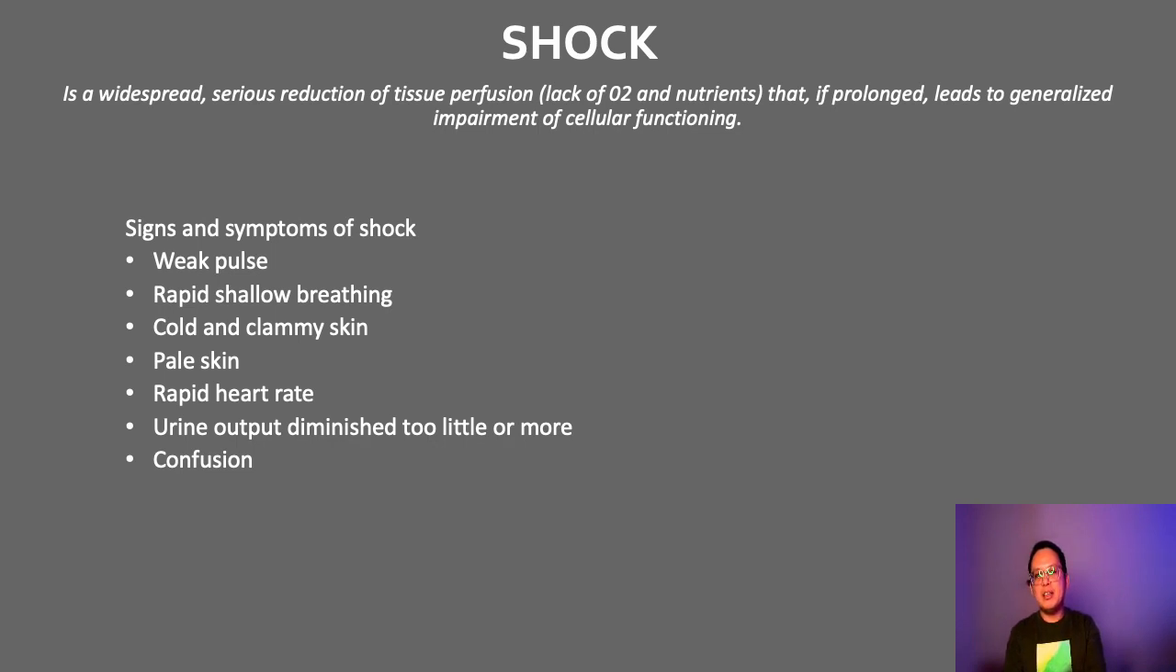What is the normal urine output? 30 ml per hour. If the urine output is less than 30 ml per hour, tell the doctor about it, and the doctor will order lab work like creatinine to properly evaluate the function of the kidney. And then confusion. Confusion is a sign of low oxygen supply or low oxygen concentration in the blood. So please remember that. Okay.